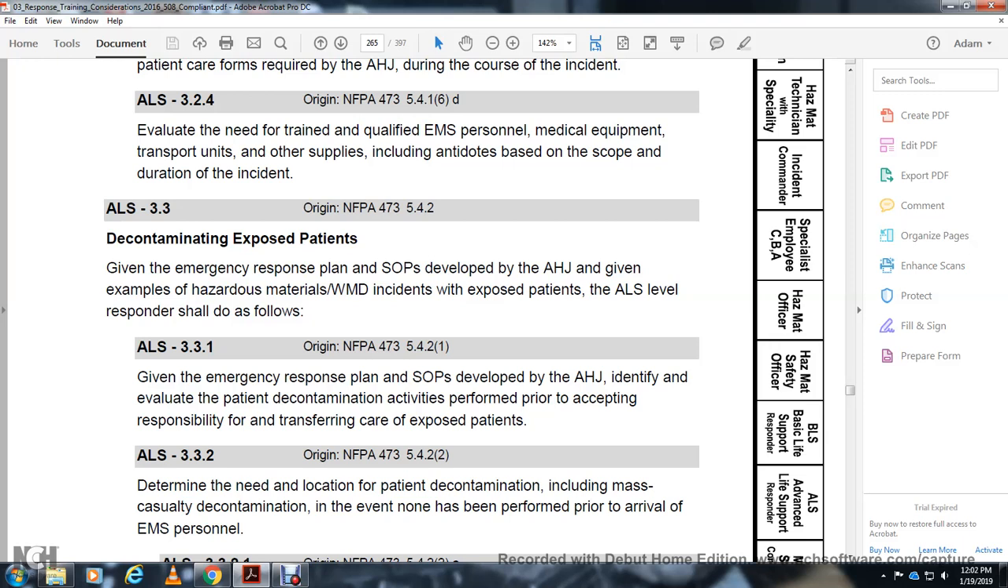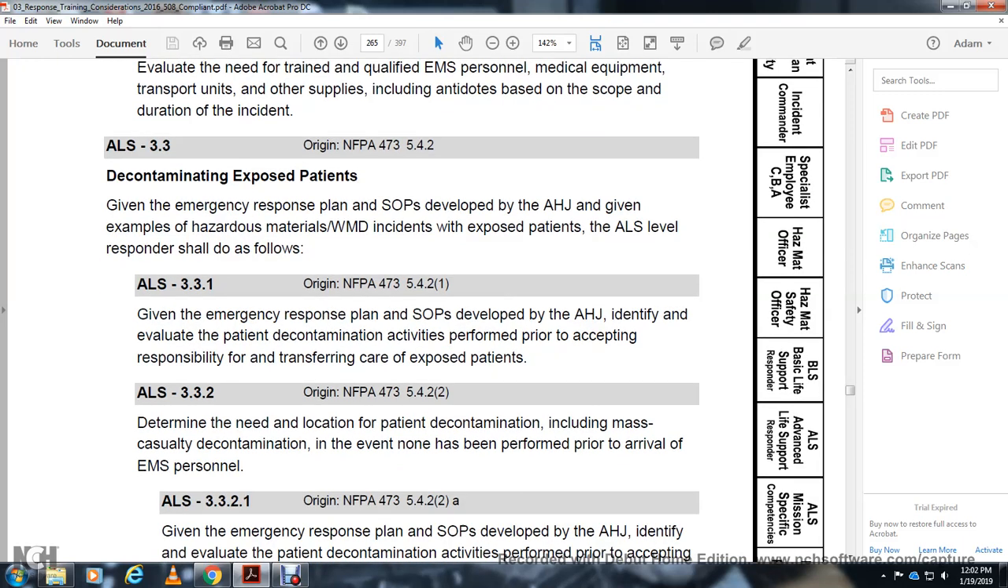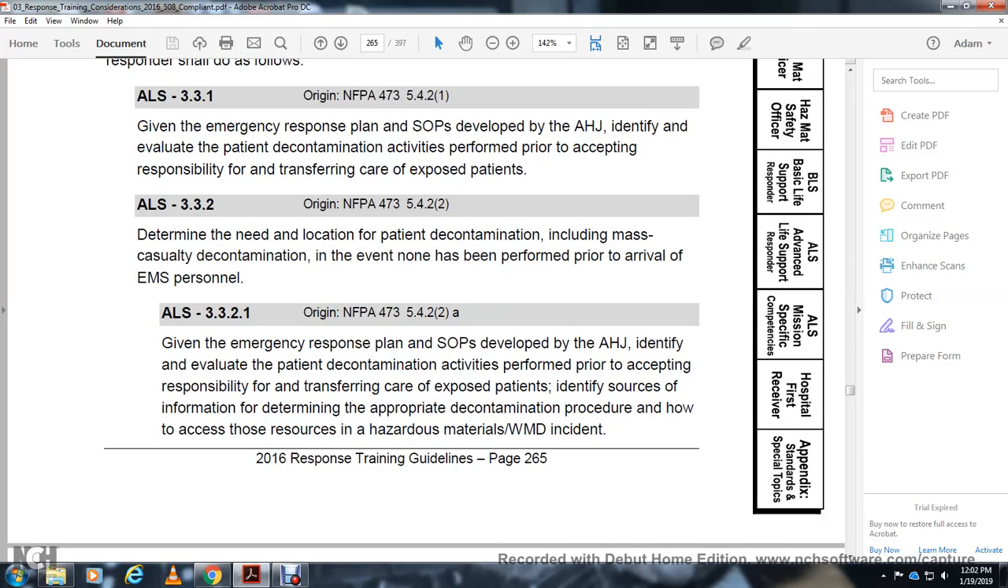Given the emergency response plan and standard operating procedure, the authority having jurisdiction shall evaluate the patient decontamination activity performed, and the personnel responsible for the transfer and care of the exposed patient shall determine the need for location, patient documentation, and decontamination, including mass casualty decontamination events, to be properly performed prior to the removal by emergency medical services.